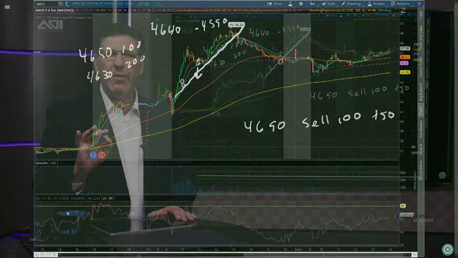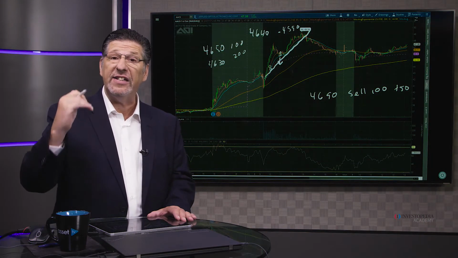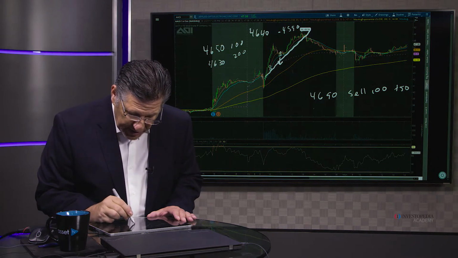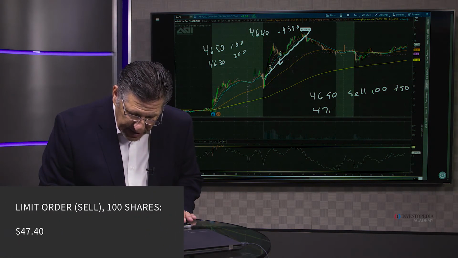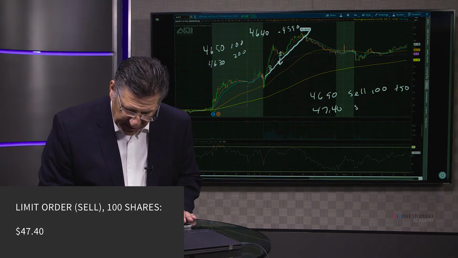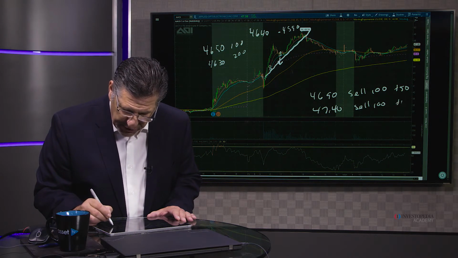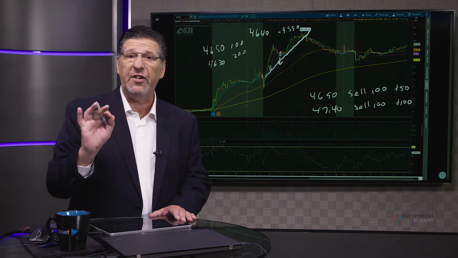The second time we're going to exit this trade now is when the stock has gone up another 50 cents. That would put the price at $47.40. We would sell another 100 shares, and that would give us a profit of $100 on the second lot of this trade. Let's go take a look at the chart.